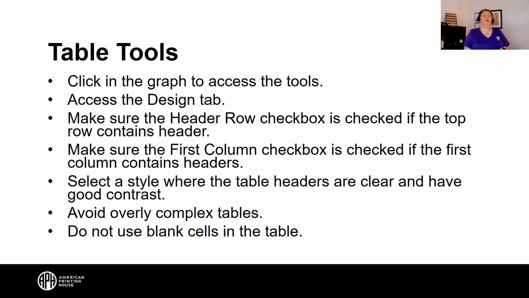So you use the table tools inside PowerPoint to make tables accessible, and we'll go through this. If there's a table already on the screen, you're going to click inside it to get access to the tools, and you're going to look for the Design tab. Again, we're going to go through it. You're going to look to make sure that the header row is checked if the top row is the header, and you're going to make the column row checked if the first column contains the headers. And if you have both column and header rows, you're going to have both of them in there.